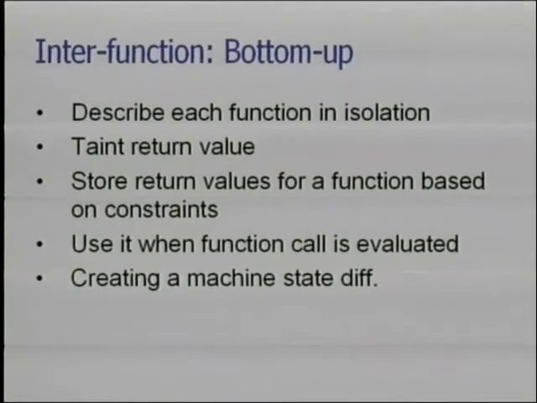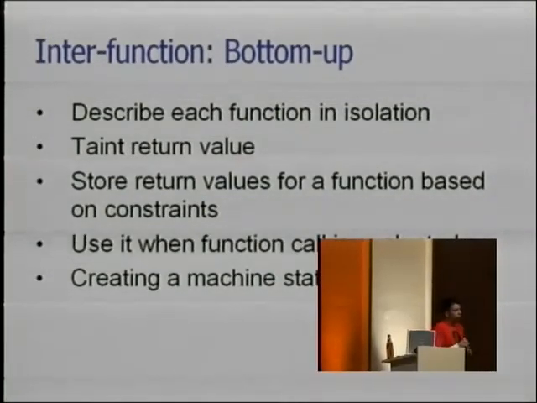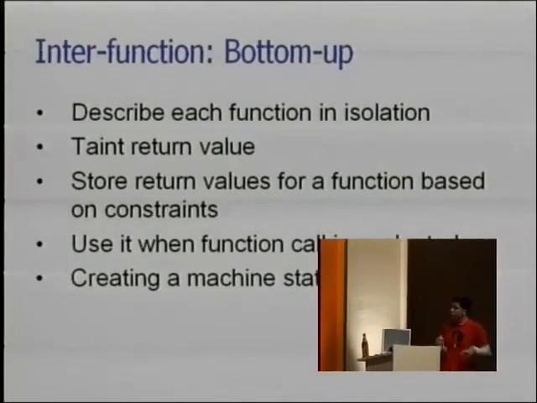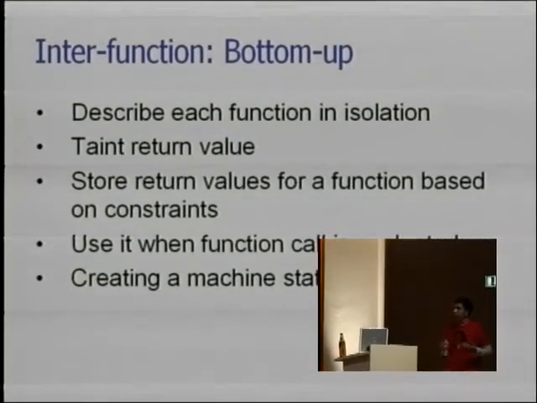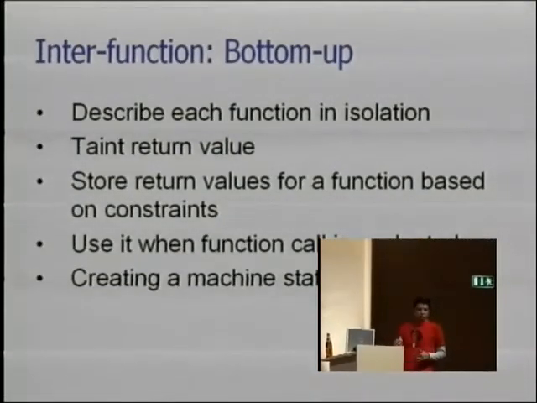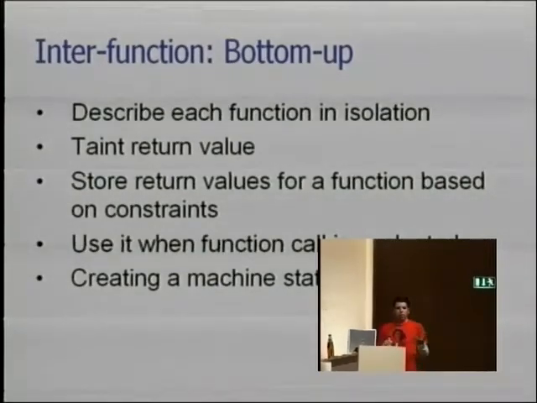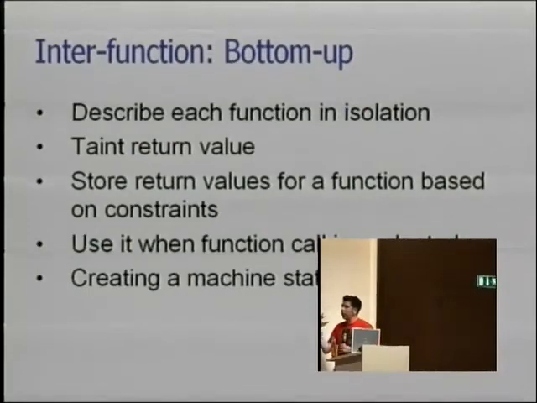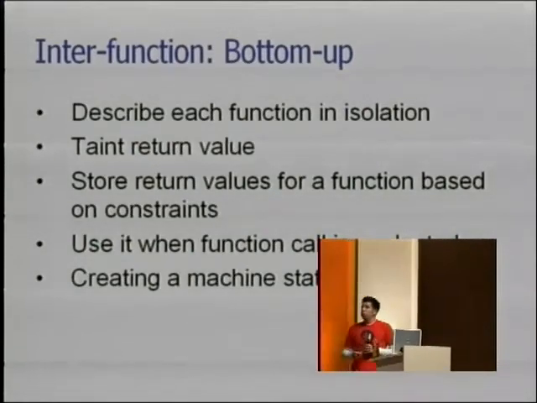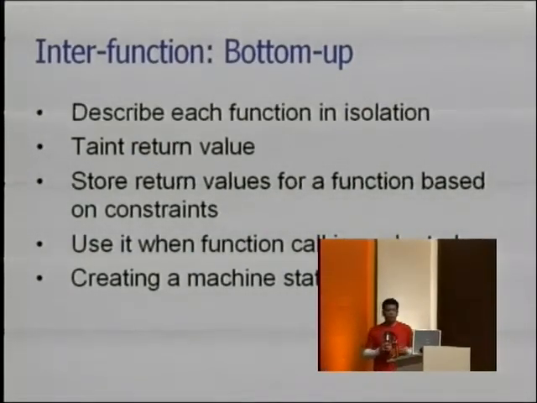So the other solution is bottom up. And in this, you try to describe each function in isolation. You're going to taint the return values. And you try to store an expression or some type of constraints for a transformation. So whatever input you have, based on constraints, if this is less than this is what this function is going to do. If it's greater than this is what this function is going to do. And you try to keep that cached. So what you're really trying to do is create like a diff.